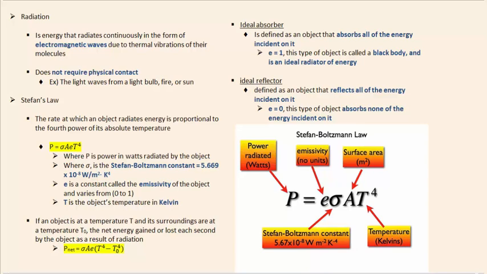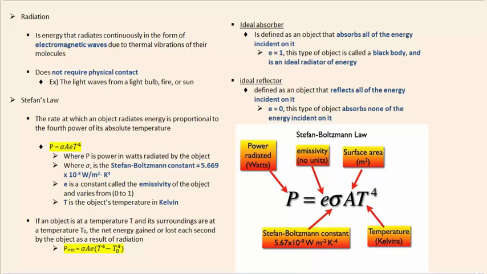And we can calculate the net energy gained or lost each second by an object by multiplying sigma times our area multiplied by our emissivity times our final temperature to the fourth power minus our initial temperature to the fourth power. When radiation energy comes in contact with an object, it can either be absorbed or reflected.